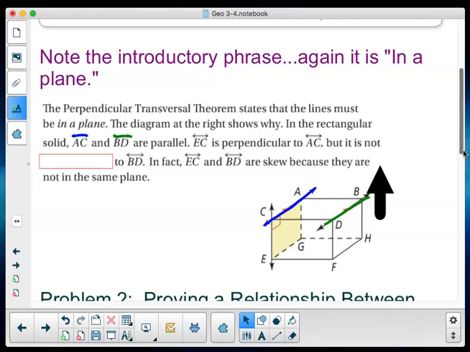EC is perpendicular to AC. So EC is perpendicular to AC, but it is not perpendicular to BD, and the reason why is they are not in the same plane. They must be in the same plane for that to exist. In fact, line EC and line BD are skew because they are not in the same plane.